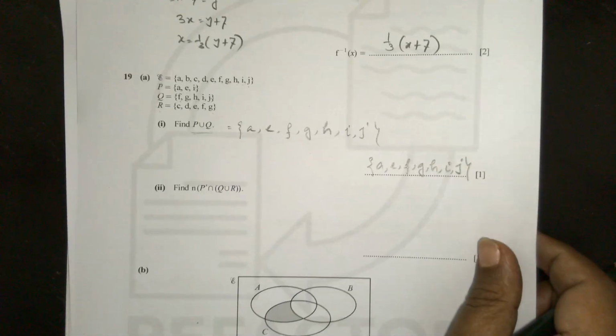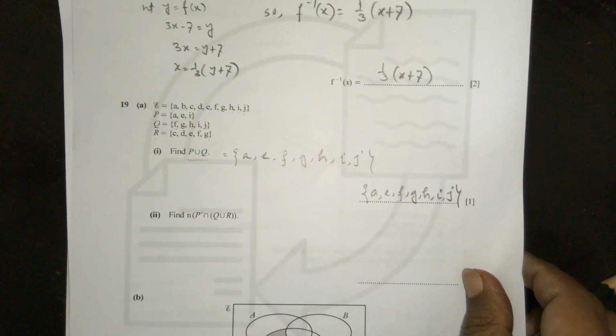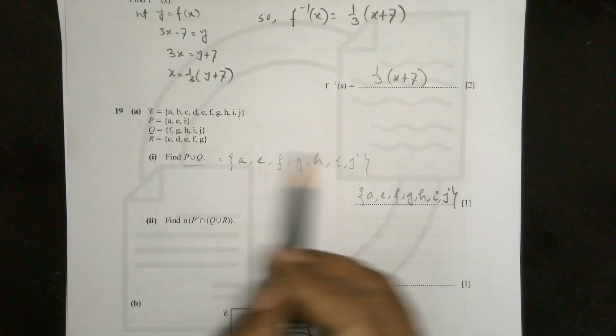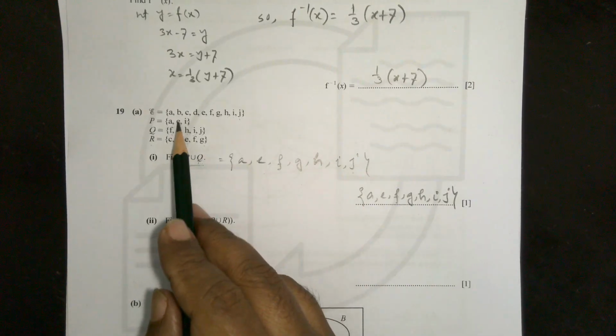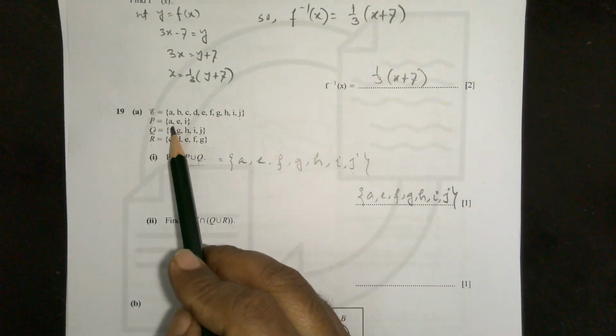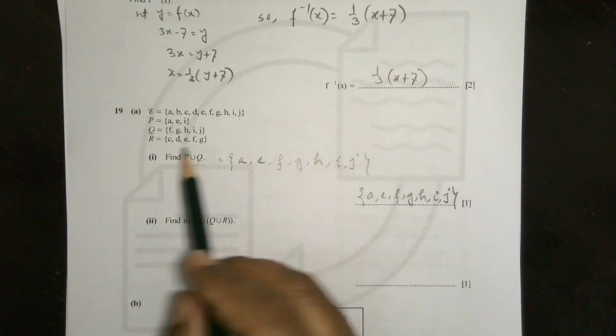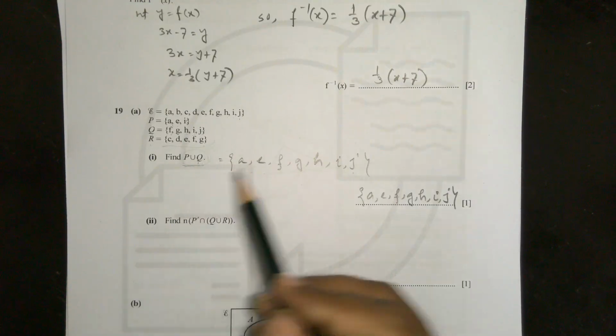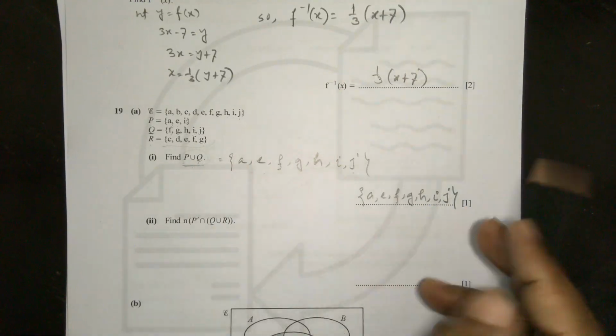Wait, what did you just do? I wrote the combined set of P union Q. You will take the ones from R. Why would I take R? R is not referred to here. Right. Sorry. R has no business here.